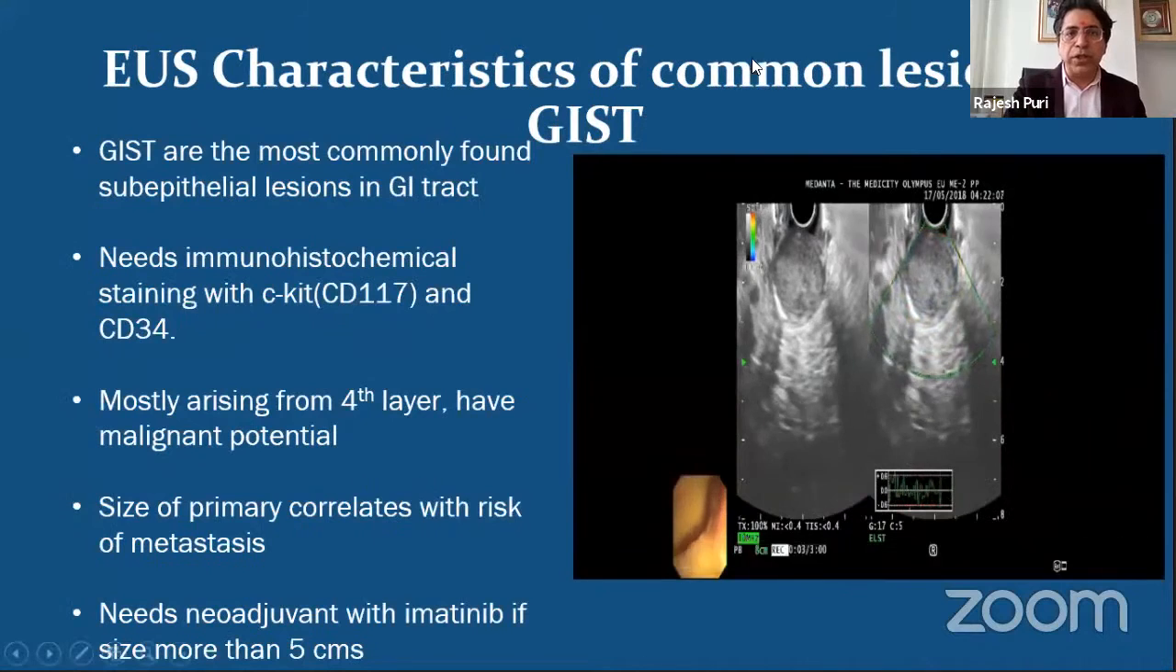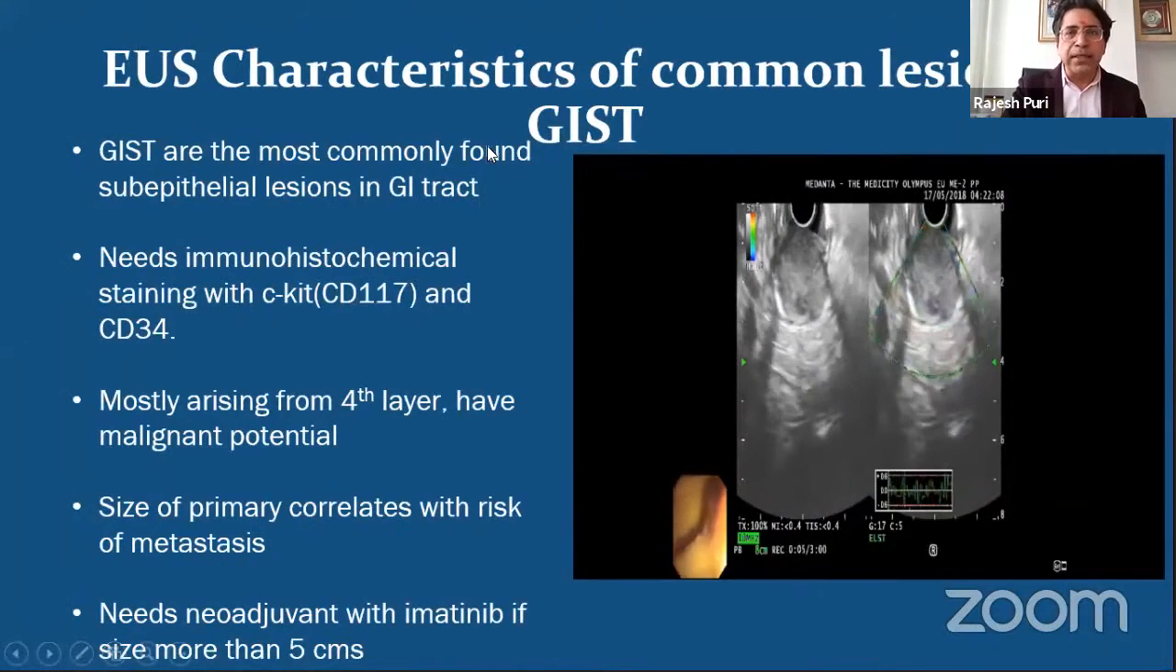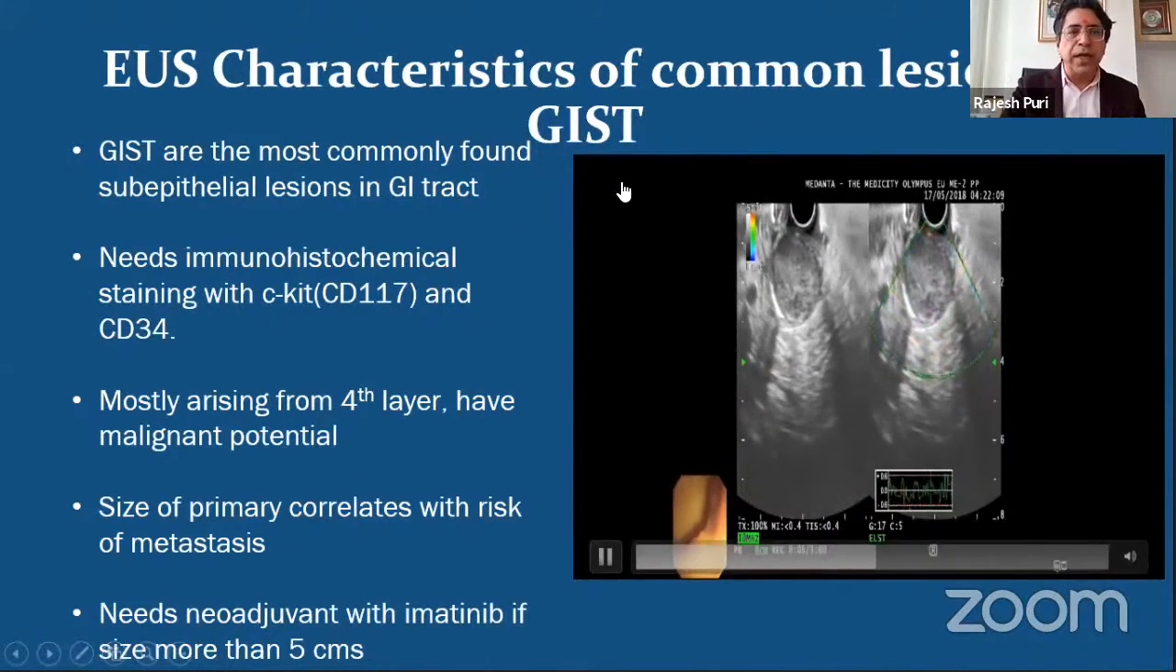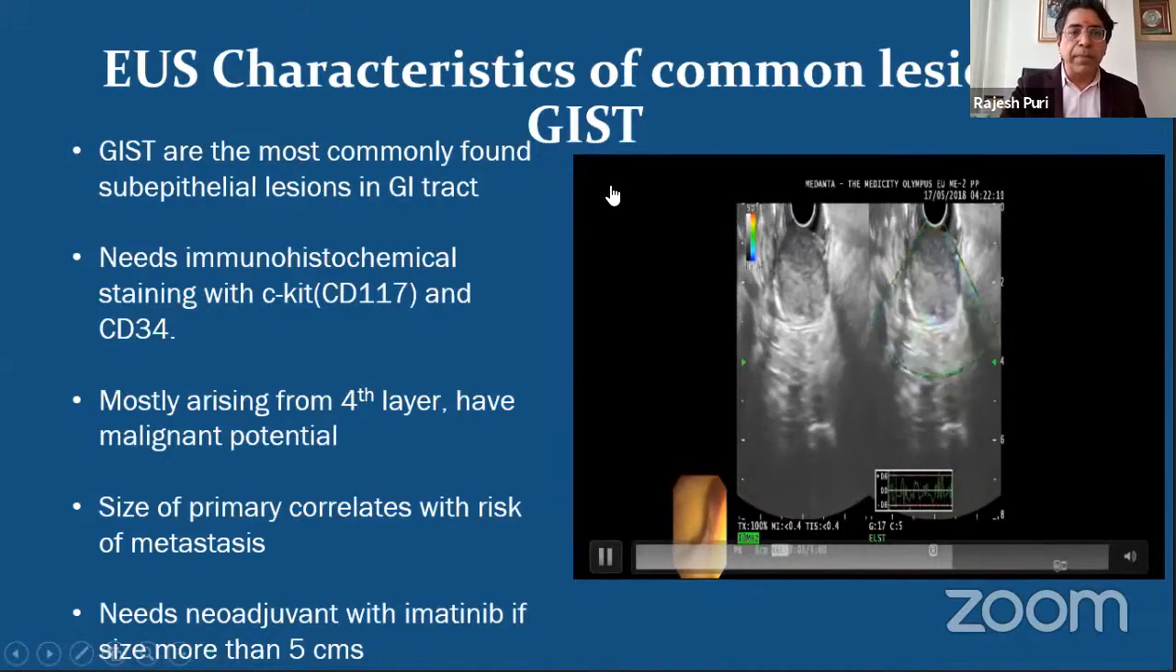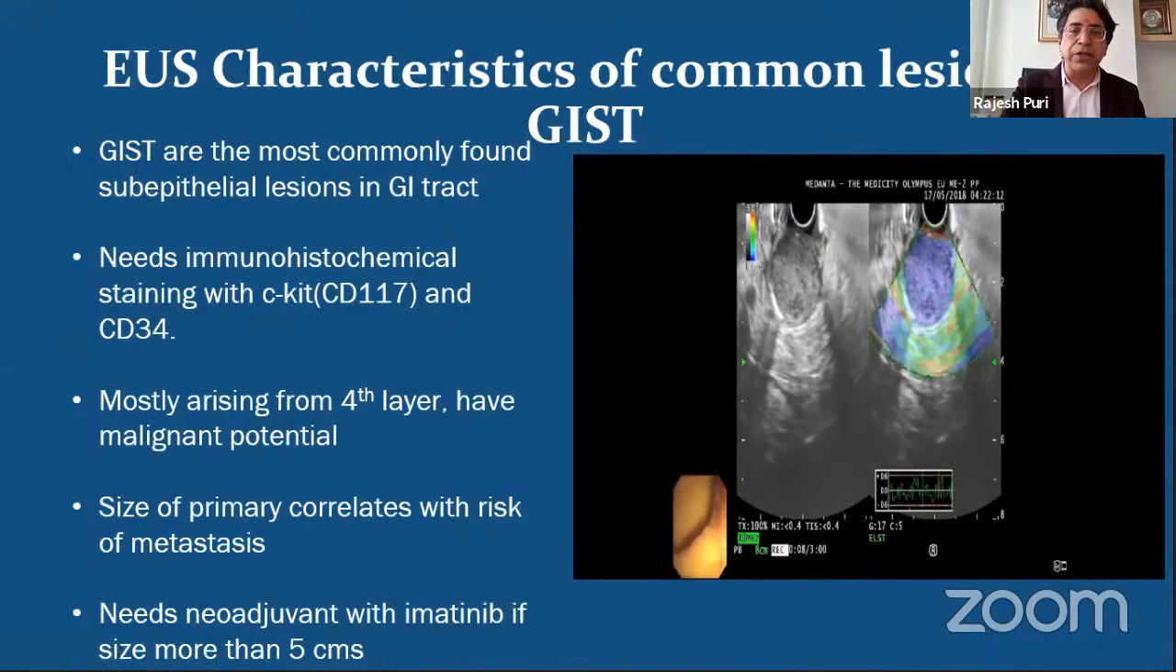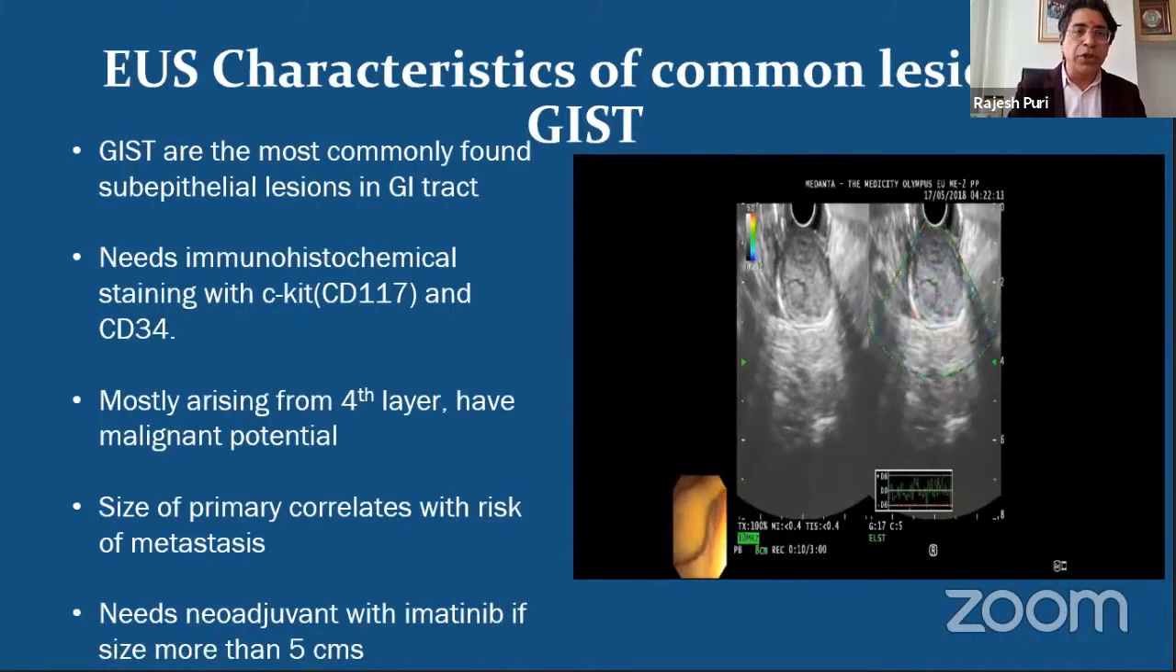When we talk about the GIST, which is very important, I think this always requires consideration, and GIST are mostly found subepithelial lesions of the gut GI tract, which require treatment. On immunohistochemistry, they are CD34, CD117 and DOG1 positive. They mostly arise from the fourth layer. Size of the primary correlates with the risk of metastasis. If they are more than 5 centimeter, risk of metastasis is very high.